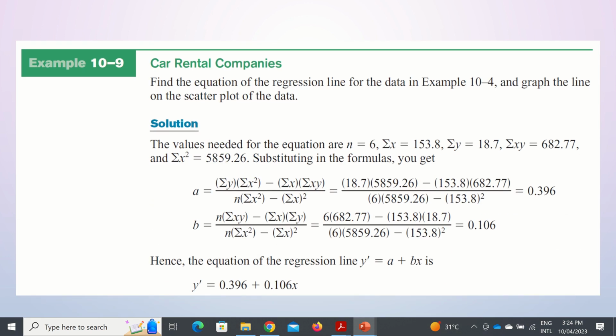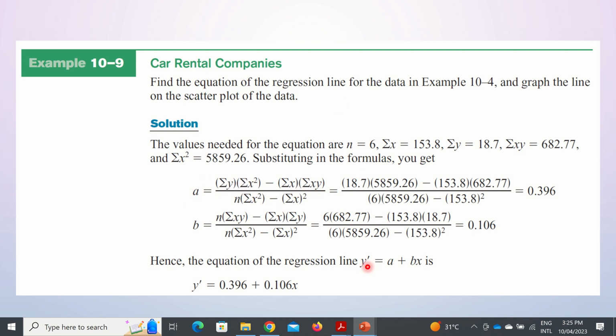Okay, so now we find the equation of a regression line for all the examples we discussed earlier. First we talk about the data given for car rental companies. We need to find the equation of the regression line for that, and then we need to graph the scatter data as well. We had already found that n was 6 in that case, and the summation was 153.8, and so on. Putting these values in the formula discussed earlier, that gives these quantities for a.